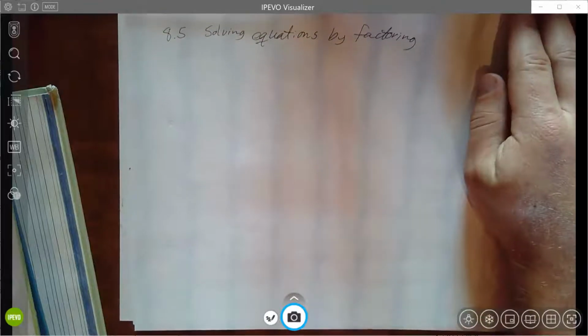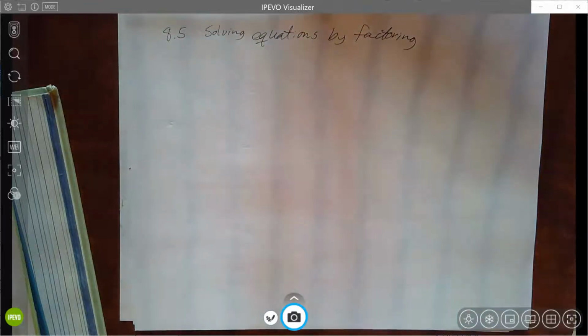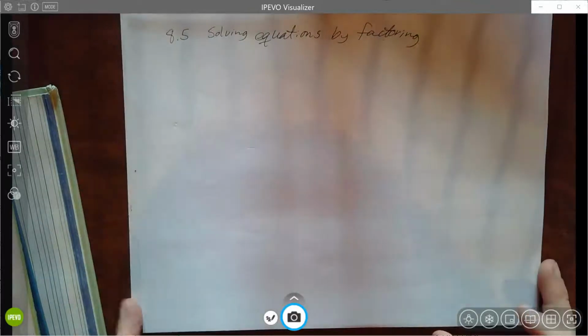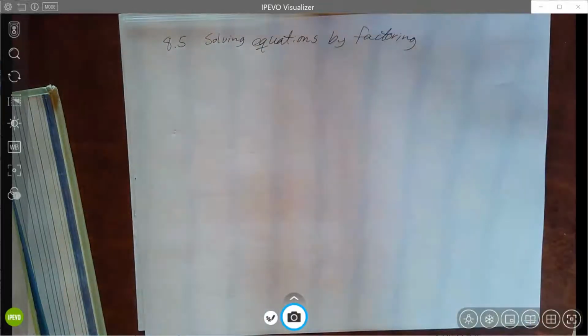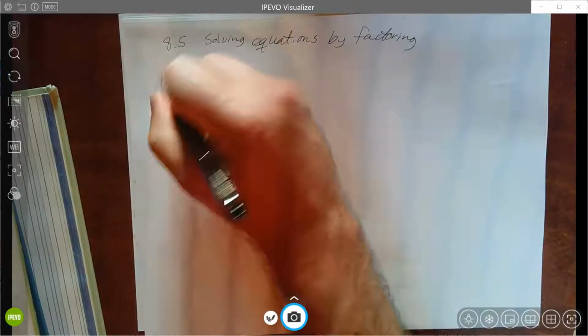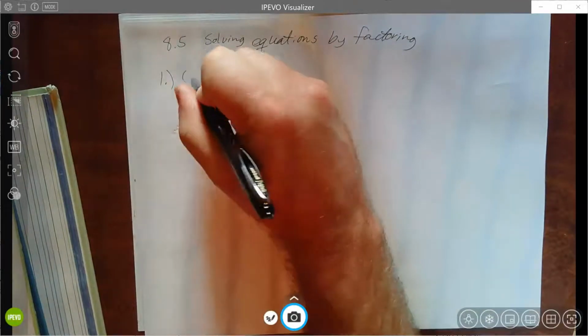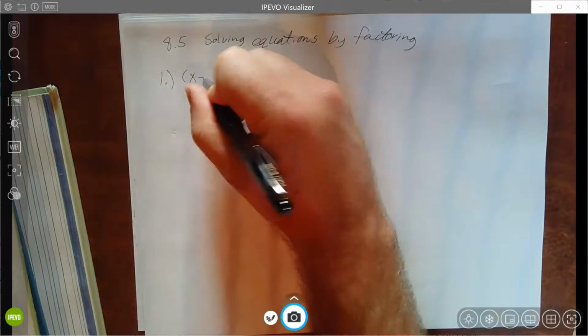Hello again, Math 95. We are on to section 8.5, which is solving equations by factoring. So it's taking what we've learned about factoring and using that to solve equations. Let me just show you one example. It's not going to be much more than what you've already done.